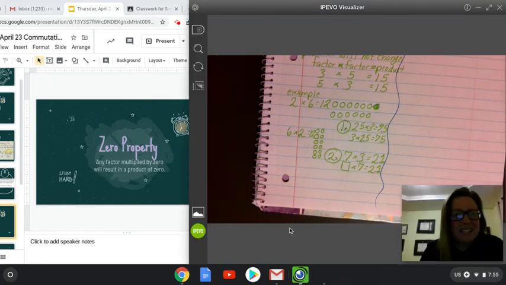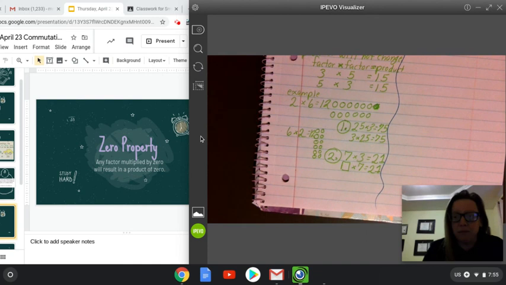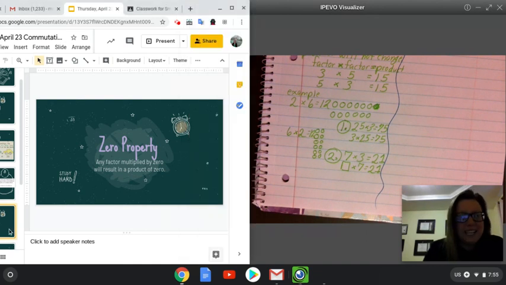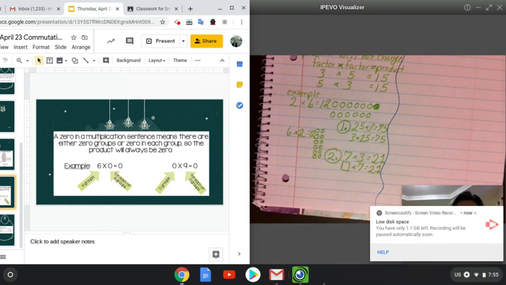All right, and the zero property. Any factor multiplied by 0 will result in a product of 0. Any number times 0 is 0. Doesn't matter what it is. If we look here, any factor that is multiplied by 0, the product will be 0.